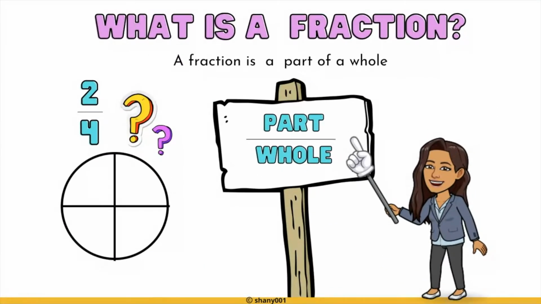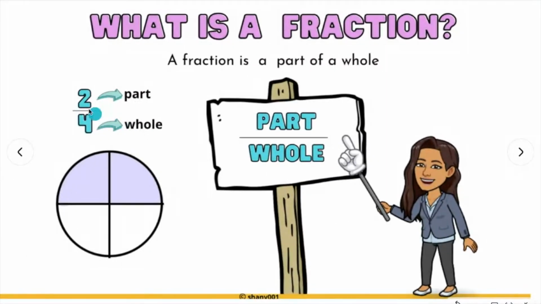What is a fraction? A fraction is a part of a whole. How do I show that in a circle? For example, 2/4. 2 is the part, 4 is the whole. There are 2 pieces shaded in, and there are 4 pieces all together. Think of it like a slice of pizza. I ate 2 slices out of the 4 slices.